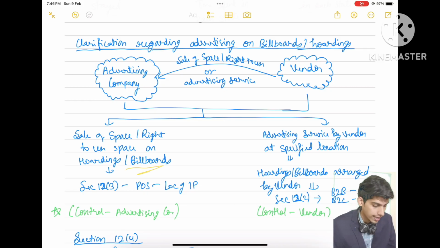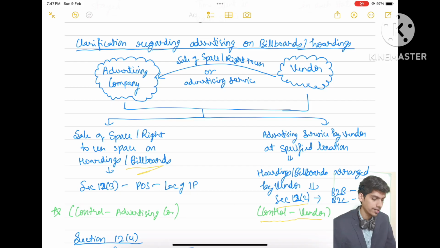Okay. And when the vendor is doing the advertising as well as owning the billboard hoardings, whether he himself owns it or he is taking it on rent from some other person, then it will be considered as an advertising service, and section 12 subsection 2, that is the general rule or residuary provision, will apply. Because in this, control is with the vendor. Whenever you want to change the advertisement, you have to connect with the vendor, because he is doing the advertisement, he is putting up the hoarding. You are just telling him that I want advertisement in hoardings or billboards in, let's say, Delhi.